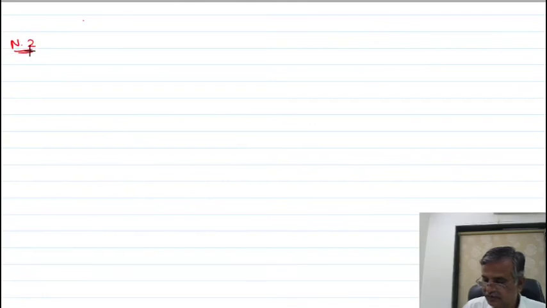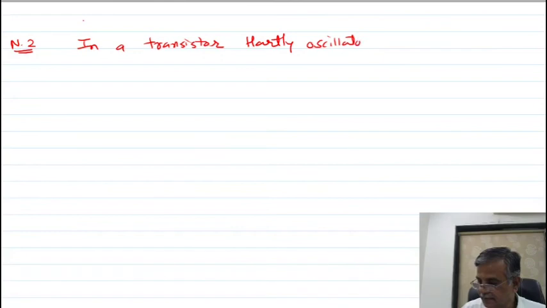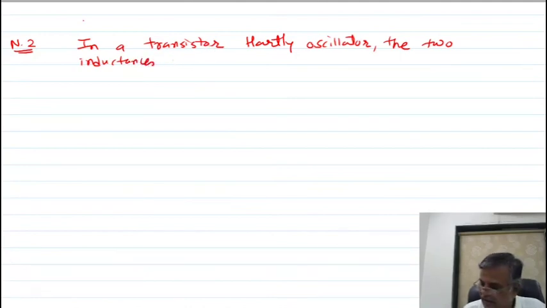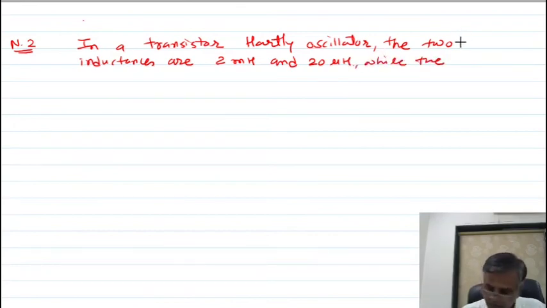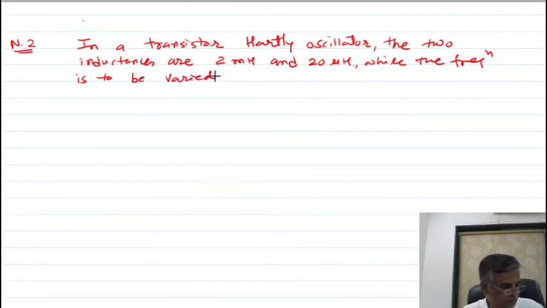Numerical number 2. In a transistor Hartley oscillator, the two inductances are 2 millihenry and 20 microhenry, while the frequency is to be varied from 950 kilohertz to 2050 kilohertz.